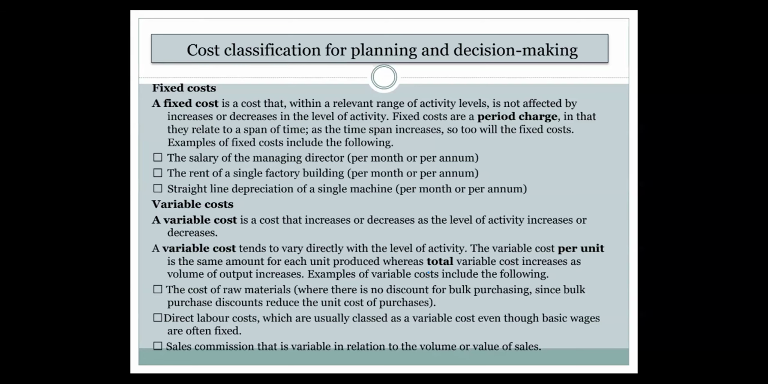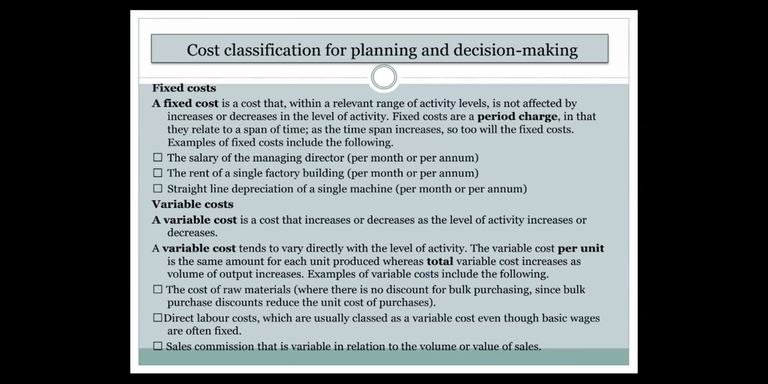So it relates to a span of time. As the time span increases, so too will fixed cost. For example, the salary of a managing director, we know this is incurred a fixed amount per month or per year. So it is a fixed cost. And rent of a single factory, we know factory rent is fixed per month or per year. And straight line depreciation of a single machine.